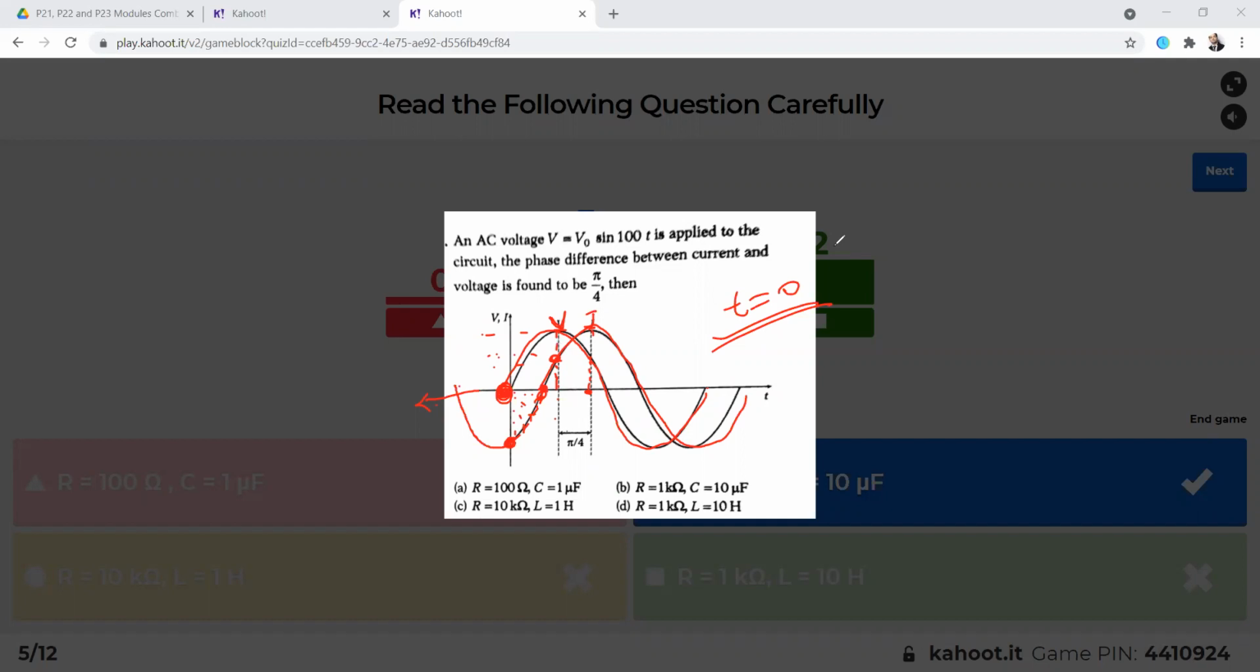Sir, here I think V is leading, because at any time, first V is attaining the greater value, and then after that, I is attaining the greater value. Earlier I thought this was I, this was V, so I modified. This is V and this is I. Once we get to know the phase difference, we can apply and get the values, which one suits the most. So B will be the right fit.